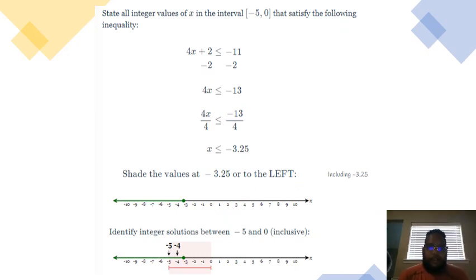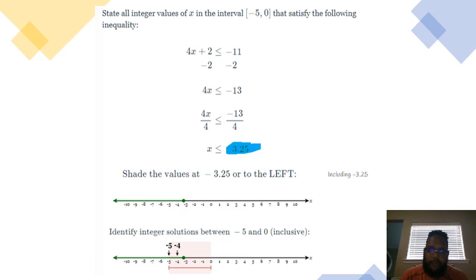State all integer values of x in the interval -5 to 0 that satisfy the following inequality. 4x plus 2 is less than or equal to negative 11. Now in order to do this, we're going to solve for x and see what values are possible for x. Now we go through the steps just like we did before. We're going to subtract 2, divide by 4, and we get x is less than or equal to negative 3.25.